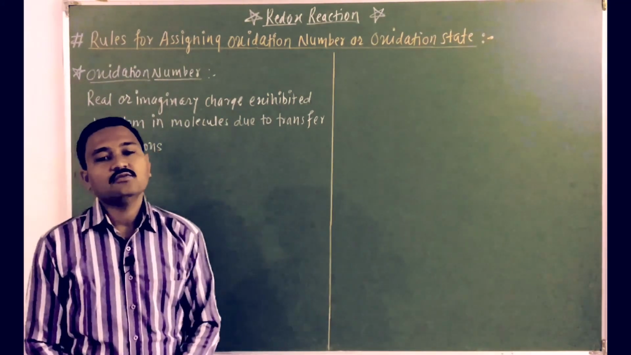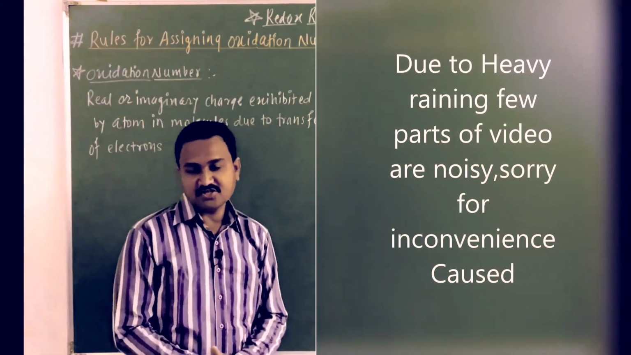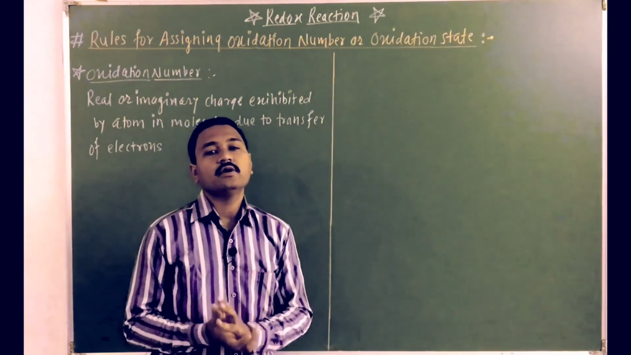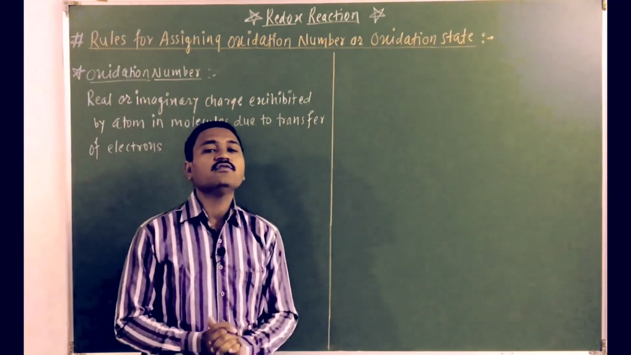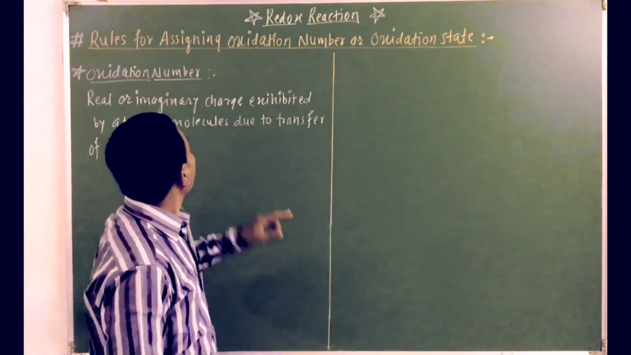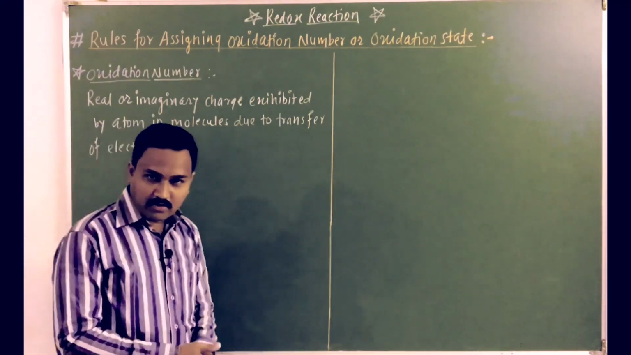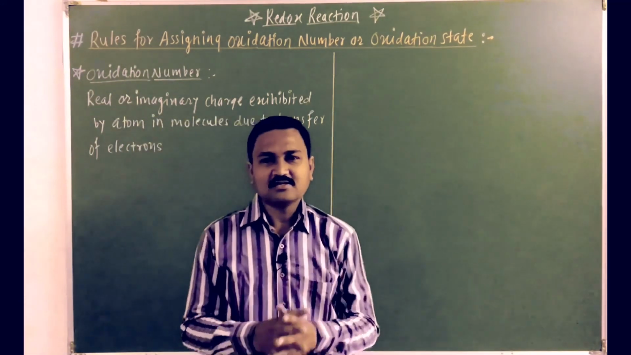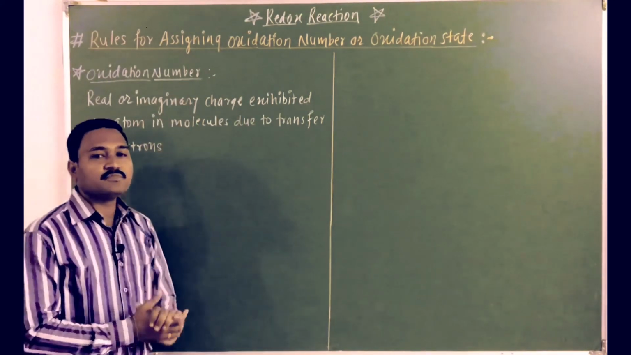In today's lecture, we are going to learn about the rules for assigning the oxidation number or oxidation states. In the previous lecture, we studied the oxidation number, and there we defined the oxidation number as a real or imaginary charge exhibited by an atom in the molecule due to the transfer of electrons. This is in short the meaning of oxidation number.